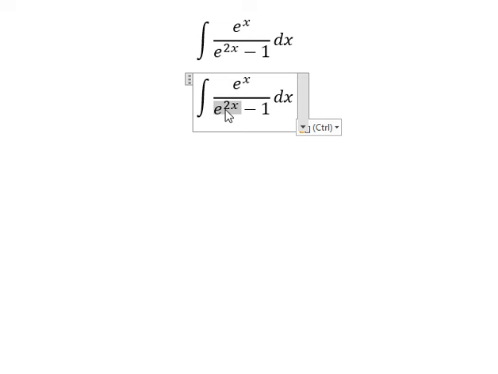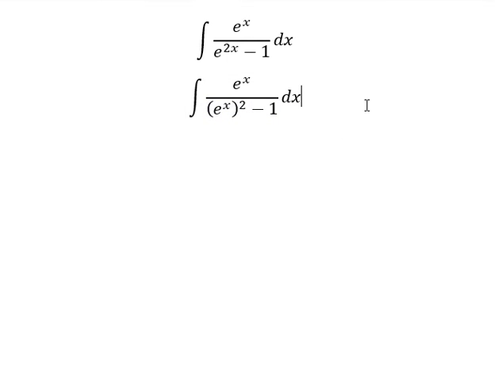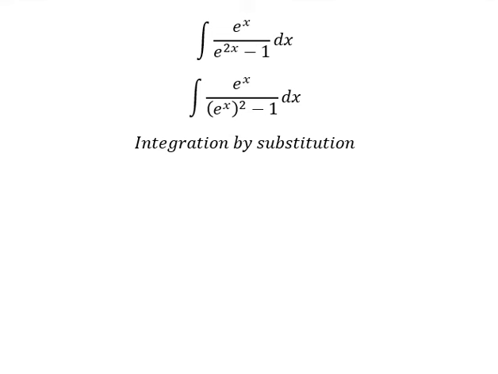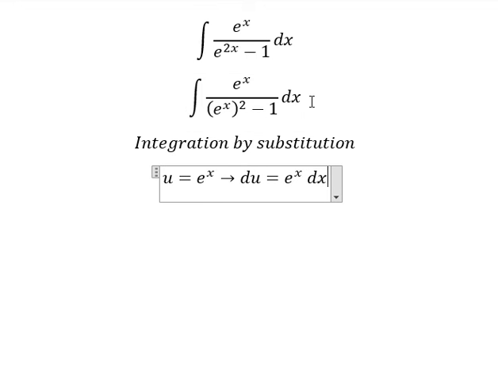e to the power of 2x, I can put into (e to the power of x) to the power of 2. Next, we need to use integration by substitution. So I will put u equals e to the power of x. After that, we need to take the first derivative of both sides, and we have e to the power of x dx.